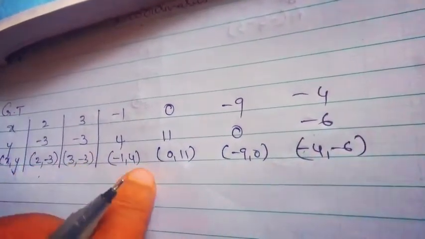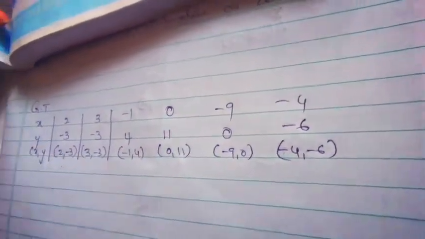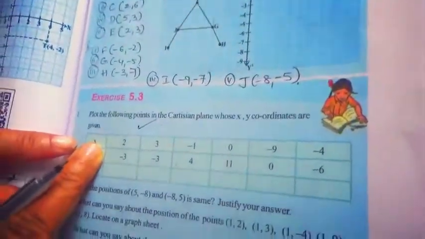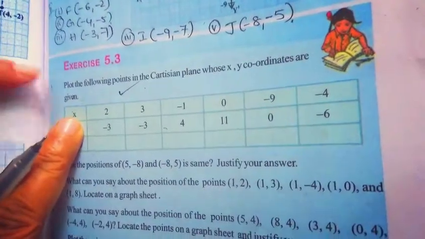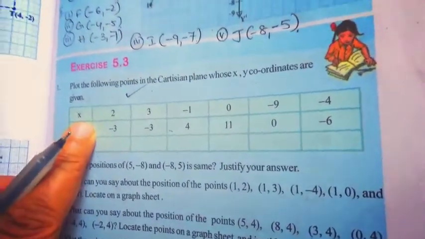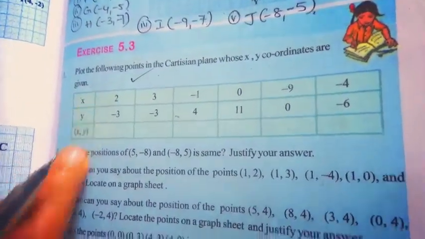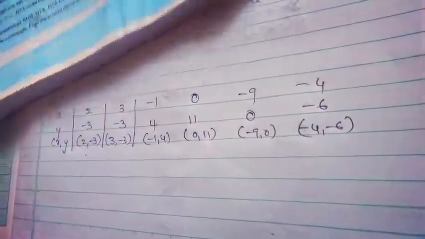You have to locate these points in a graph. So by your own you just do this. Okay, it is homework. That is, by your own you just do this sum. Okay, in the graph you have to write this table and locate this table in a graph. And look at here, second sum.